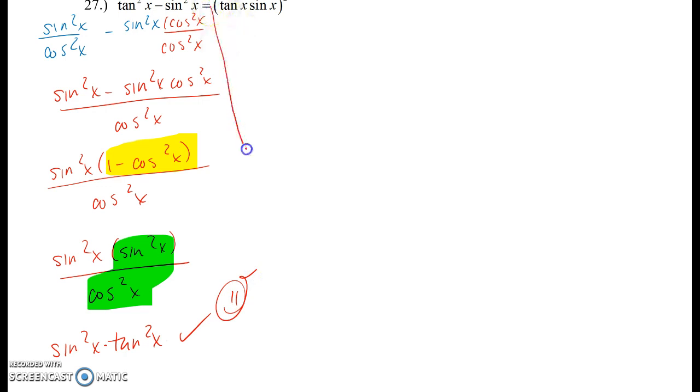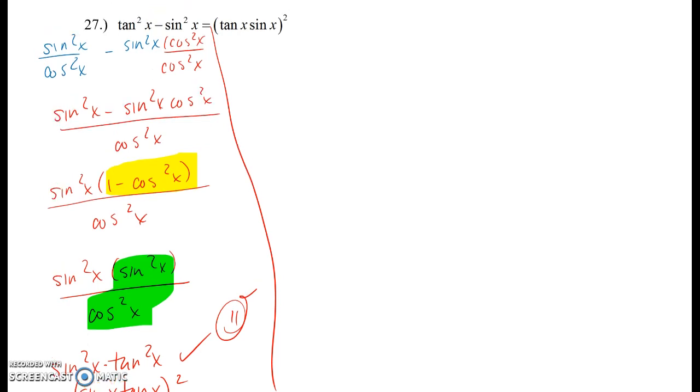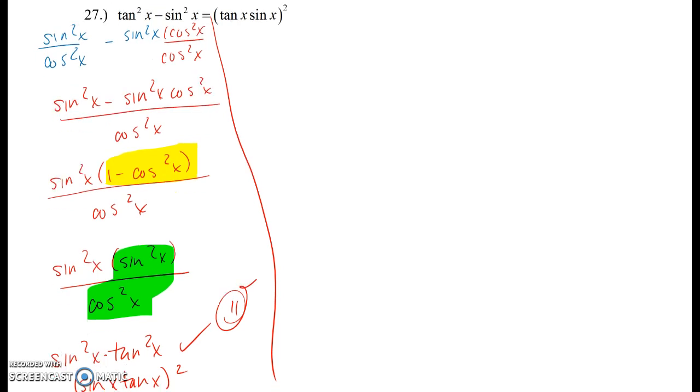Then this is the same as sine x tan x, quantity squared. Okay, now let's say you preferred doing the right side instead. Well, this is essentially going to look the same. We're just going to do these steps in opposite order.